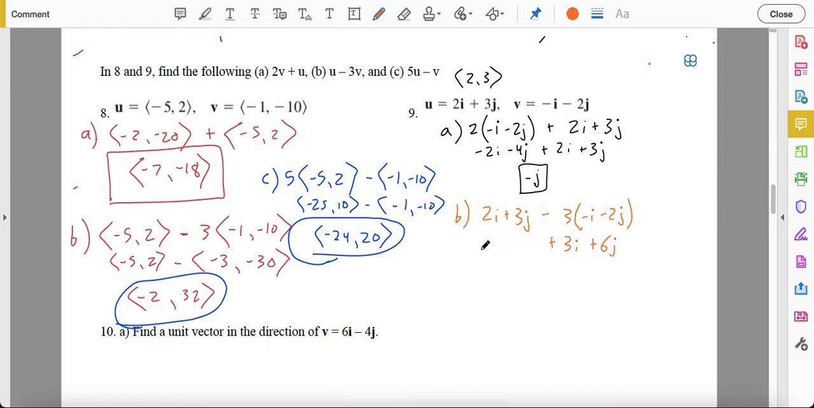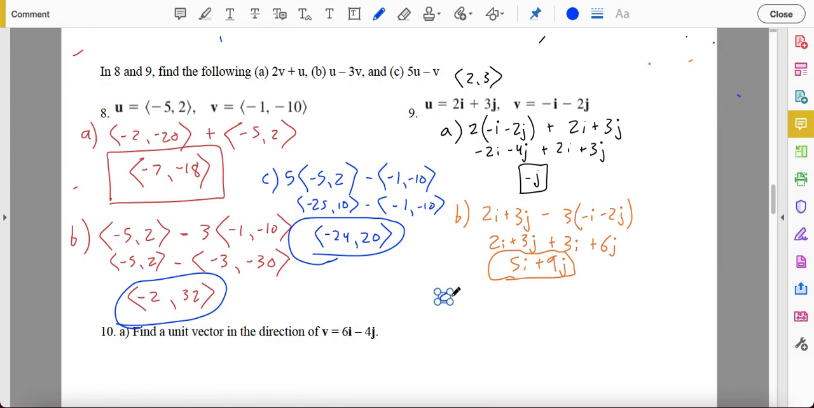And I've still got my 2i plus 3j, so now I can combine like terms. i's turn into 5i, 3j and 6j make 9j. So 5i plus 9j. That's our answer for part B. And finally, part C.